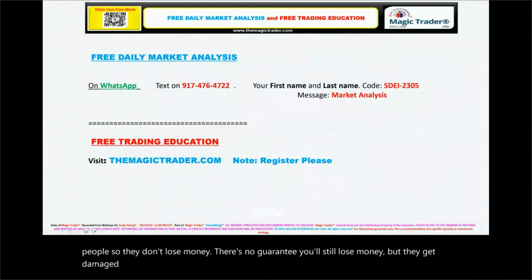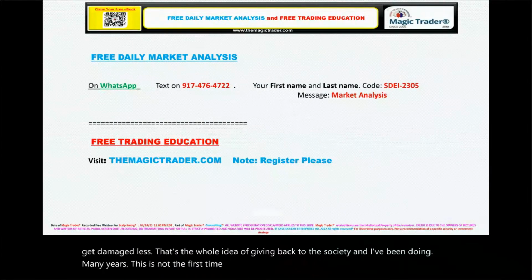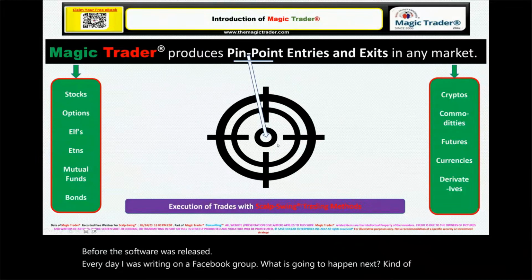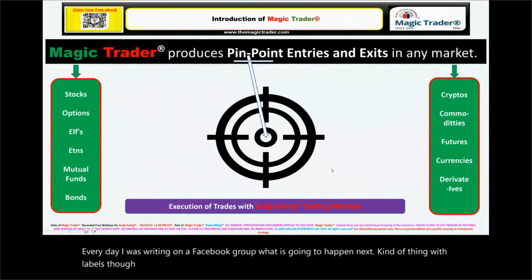That's the whole idea of giving back to society. And I've been doing it for many years. This is not the first time I'm doing it. Before the software was released, every day I was writing on a Facebook group what is going to happen next, with labels too. Now lawyers don't want me to talk too much.